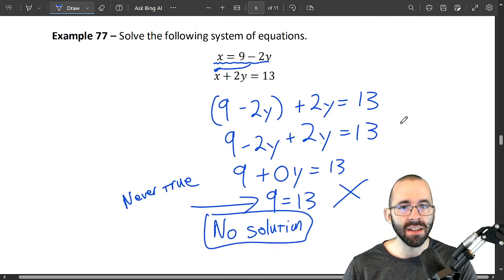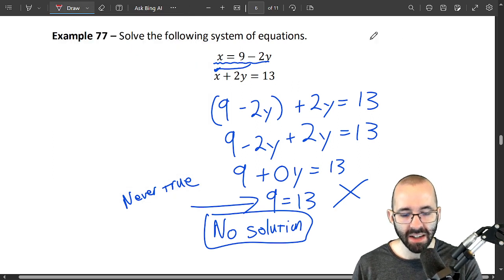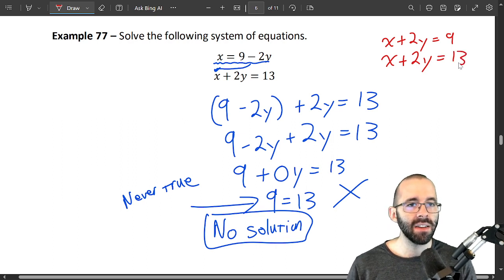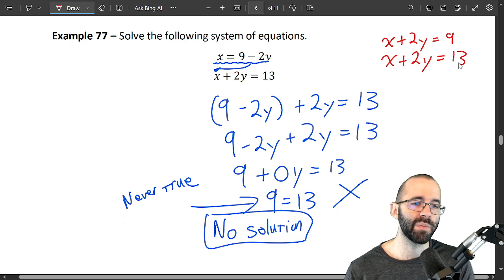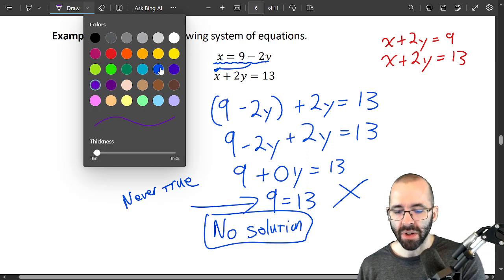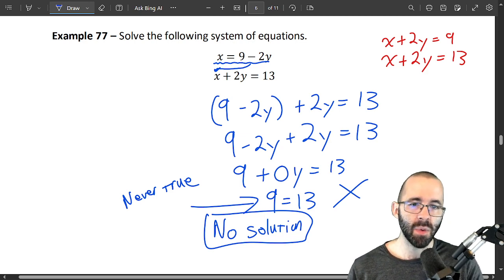And indeed, if we did try to use the elimination method, we added 2y to both sides, our first equation would be x plus 2y equals 9. And our second equation would be x plus 2y equals 13. And again, you can see that the left-hand side is always going to be the same and the right-hand side is always going to be different. If we eliminated, we get something equally silly. If we multiplied one of these by a negative and added them together, the other method would give us the same result. If you graphed them, what would it look like? Parallel lines. They have the same slope, but different y-intercept.